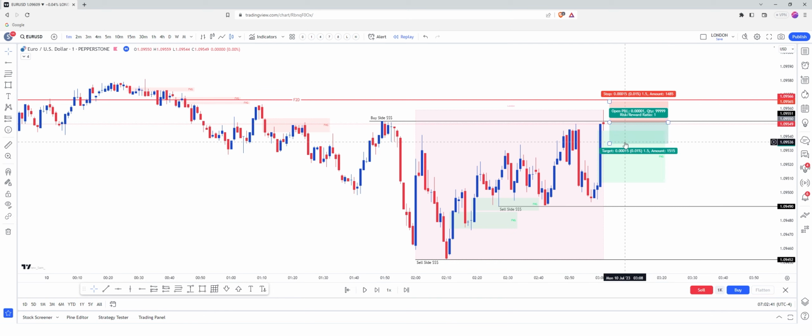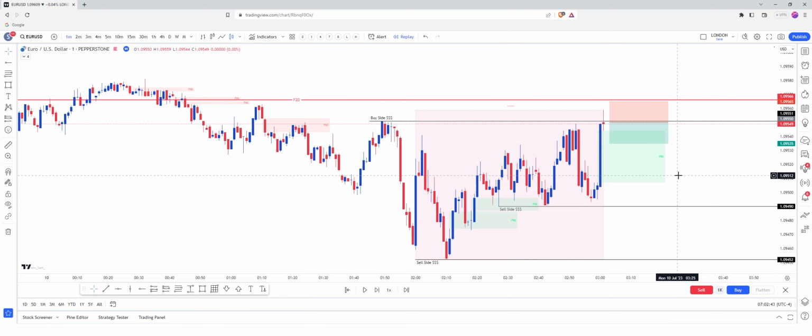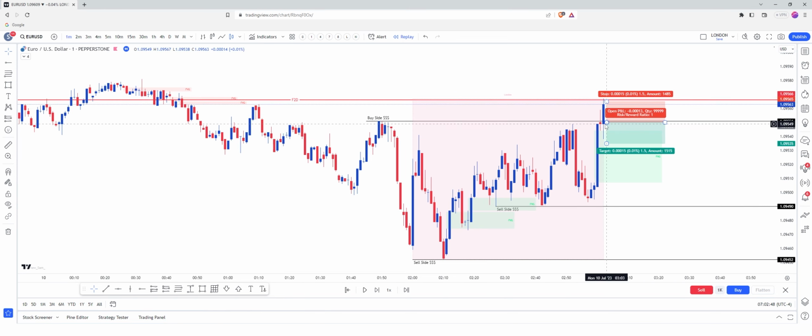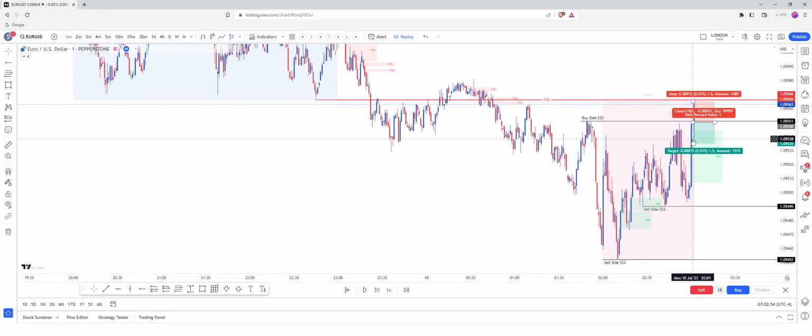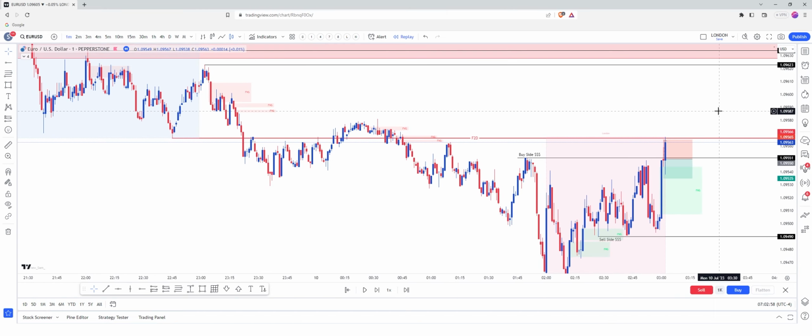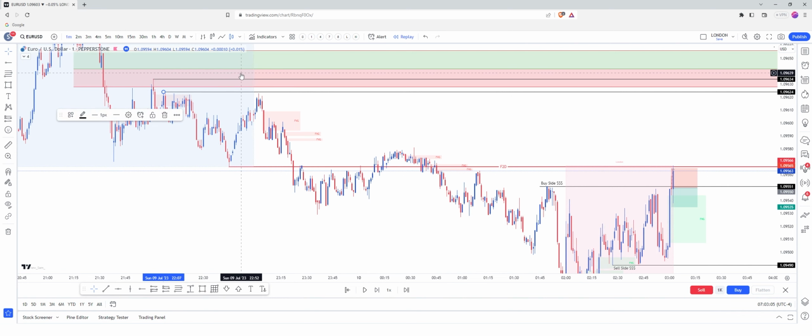So we'll take 50% off at 1-to-1, making us risk-free. This just gets run through, so we didn't hit our 1-to-1, so that would have been one loss on the failure to displace model. So we're now going to be looking for our next level of significant liquidity, which would be relative equal highs here and into that fair value gap.